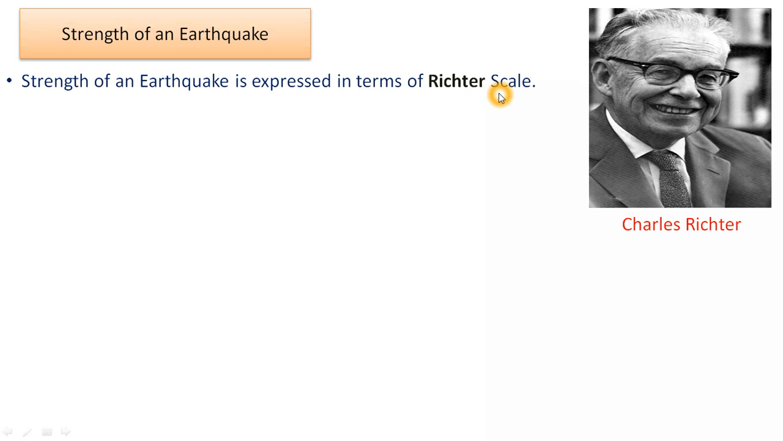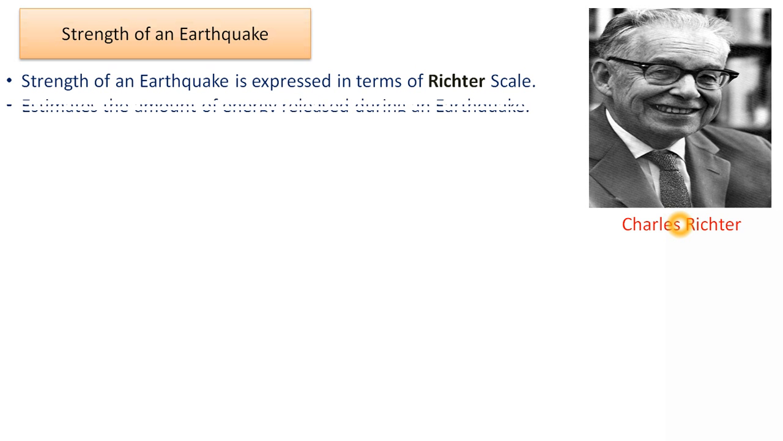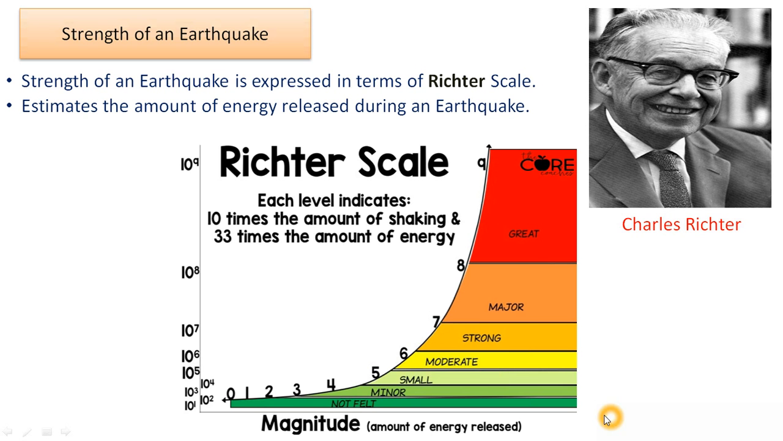The Richter scale was developed somewhere around 1935 by Charles Richter of the California Institute of Technology. He developed the scale where the amplitude of vibrations caused by an earthquake was taken on the y-axis, and on the x-axis was taken the magnitude of earthquakes, in terms of the amount of energy which is released during an earthquake.